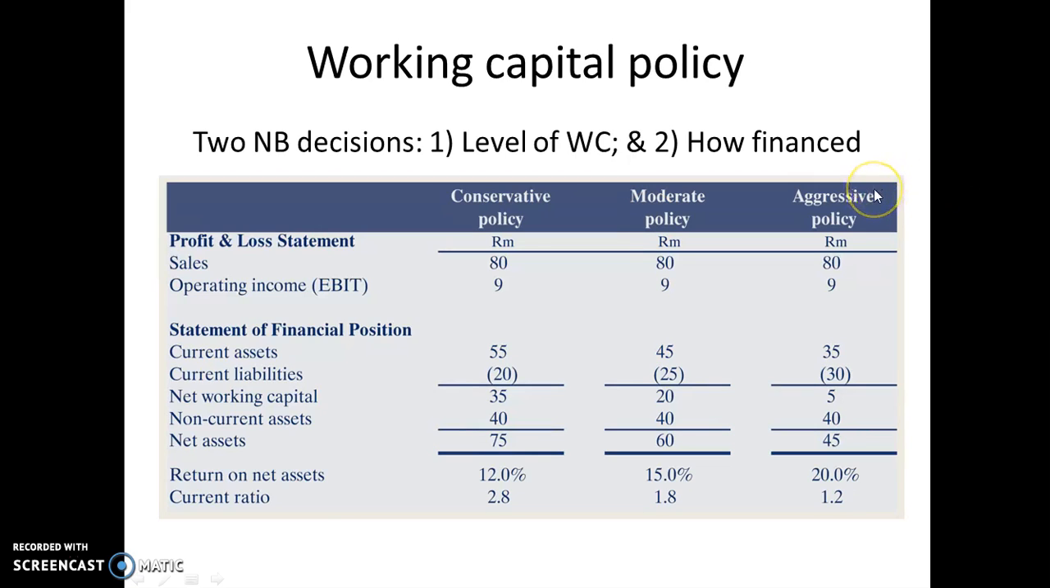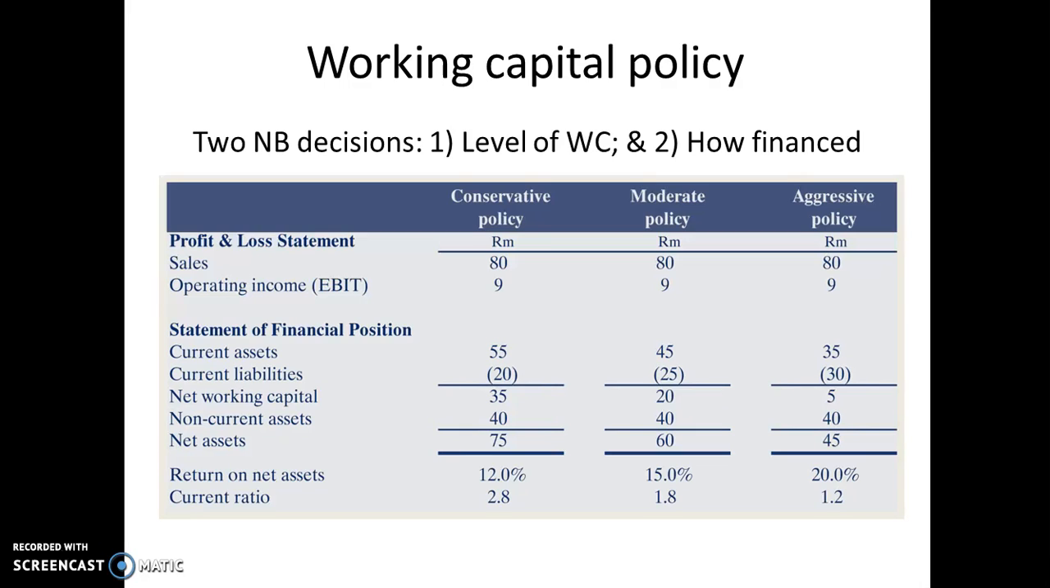Then the aggressive policy, we have less current assets, so 20 million less, it's 35 million current assets, 30 million current liabilities, so we finance it more with short-term liabilities. So our net working capital is very low, only 5 million. So then our net assets is 45 if you add the non-current assets. So our return on assets is almost double at 20%. That's the 9 million profit divided by the 45 million net assets.